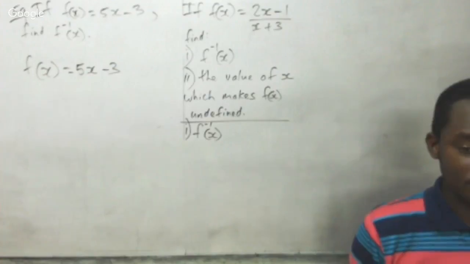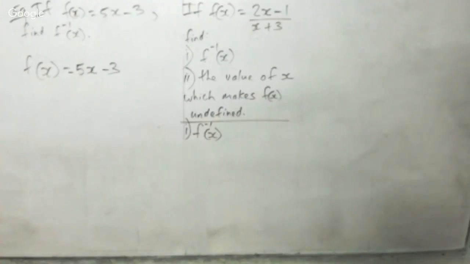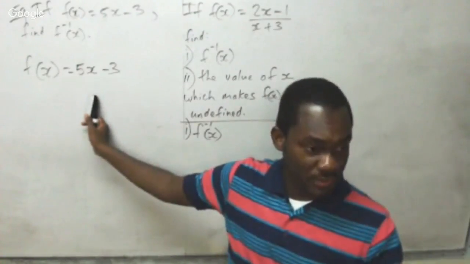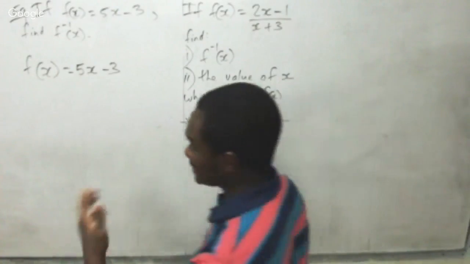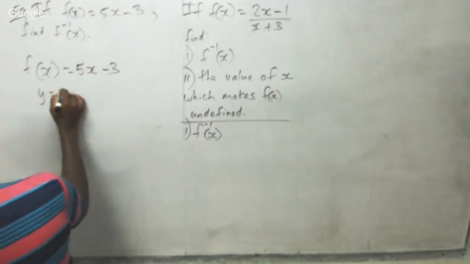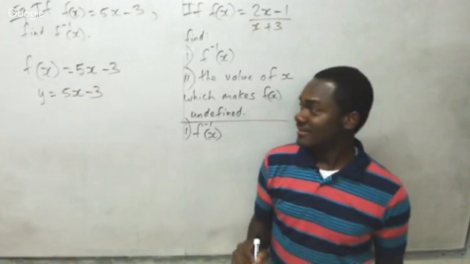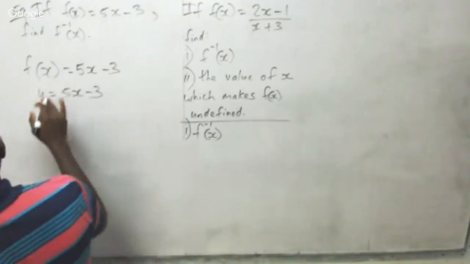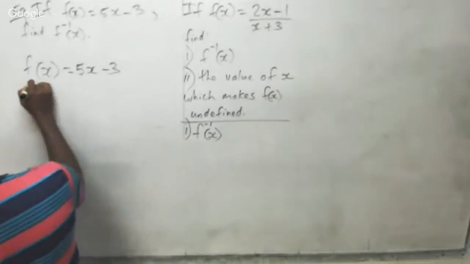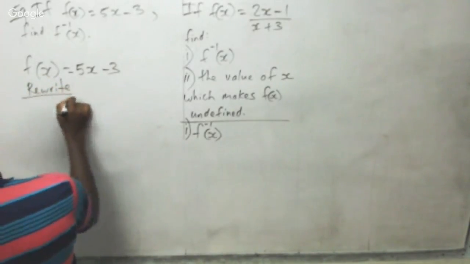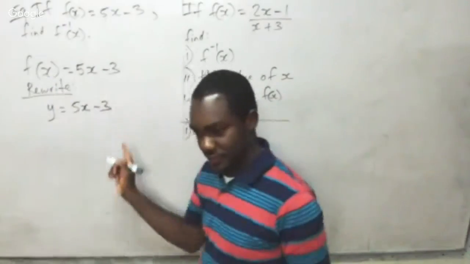What's the first step? Rewrite. You see the y up here? Yes, you're going to rewrite first. So f of x is the same as y. So y is equal to 5x minus 3. That's what we do first. So instead of writing f of x, y is equal to 5x minus 3. So we rewrite.